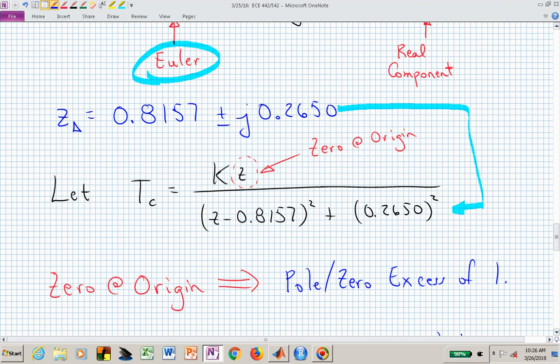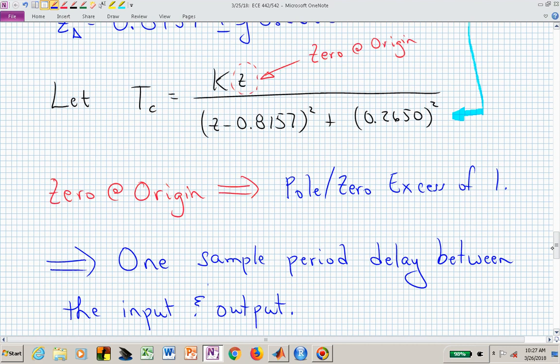In this case, for our T sub c, we're going to go ahead and put a 0 at the origin. That wasn't in our design specifications, but that will give us a pole zero excess of 1, and that now means that, because of that pole zero excess of 1, we have 1 sample period delay between when we apply the input and when we see it at the output. So in a sense, that z in the numerator by itself has advanced this relationship that we have in our desired transfer function T sub c of z by 1 sample period.